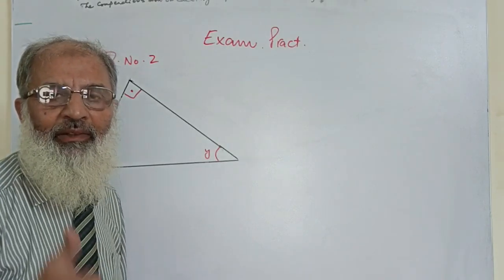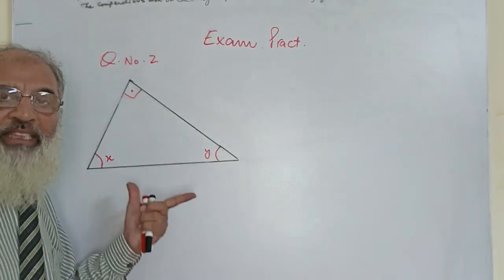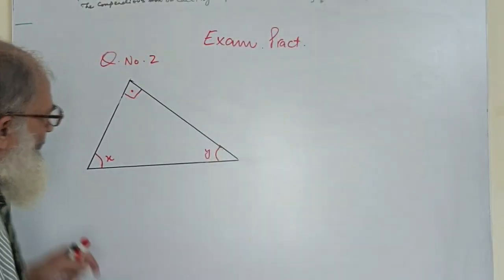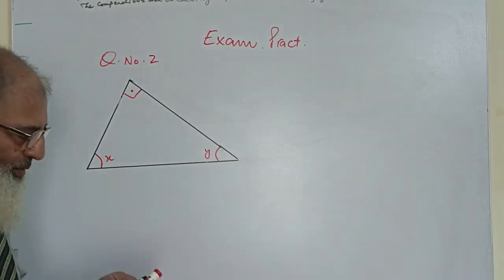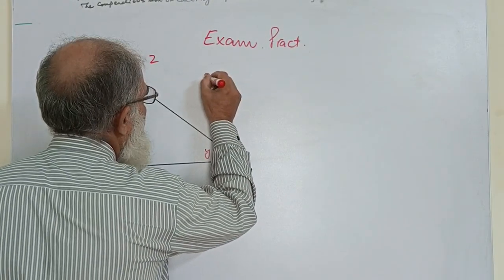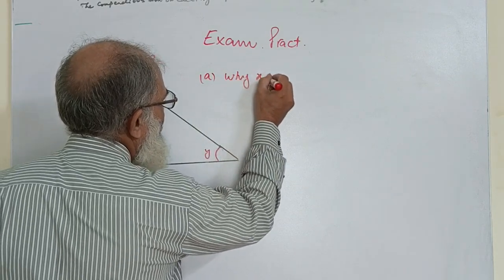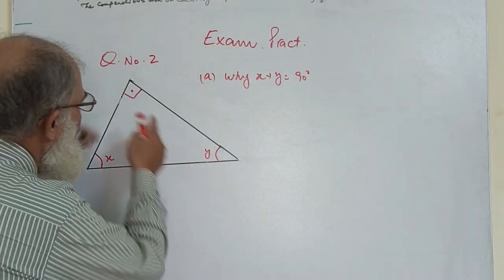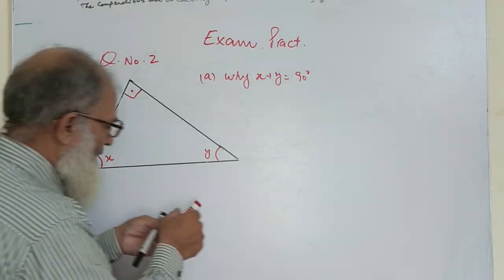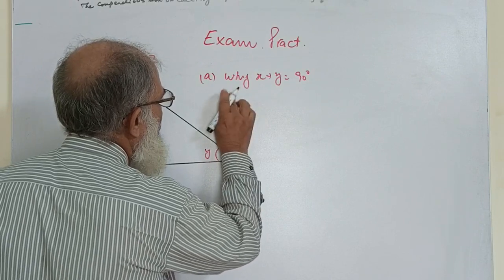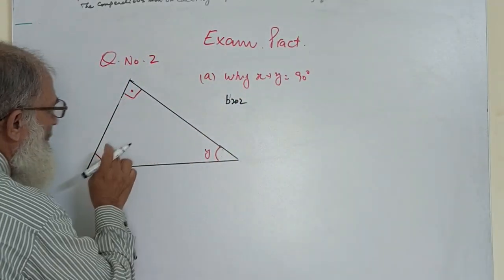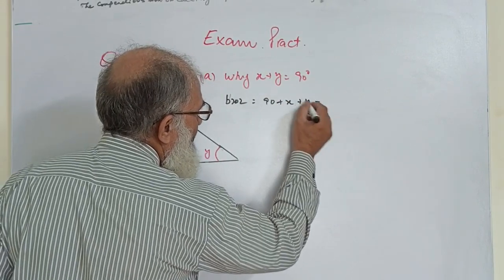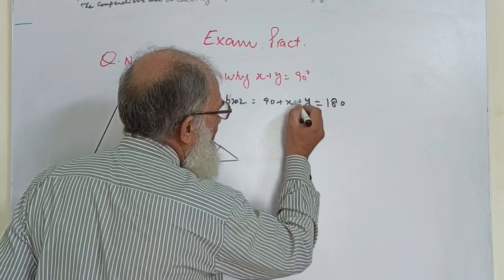This is the first inference which I made by studying this triangle, that this is a right angle triangle. Explain why x plus y is equal to 90 degrees. The first question about this triangle is why x plus y is equal to 90 degrees. The answer is because 90 plus x plus y is equal to 180 degrees, the sum of the triangle.